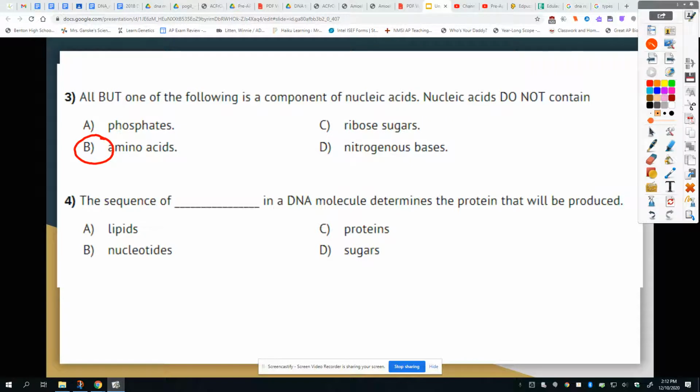The sequence of blank in a DNA molecule determines the protein that will be produced. The correct answer is nucleotides. And the order of the nucleotides determines the order of the bases, which determines the order of the amino acids in our proteins, which determines the traits that are produced.